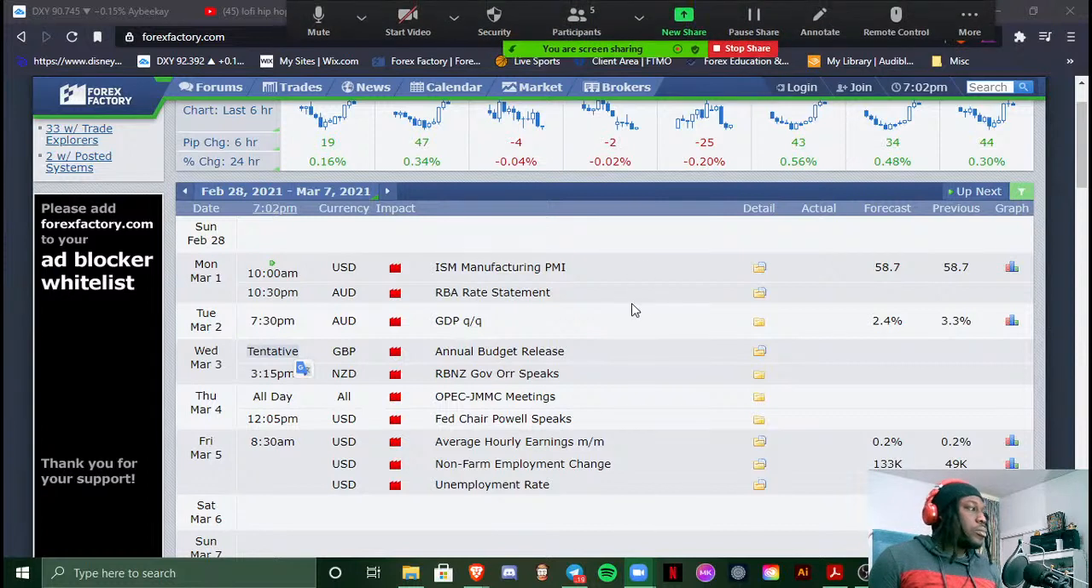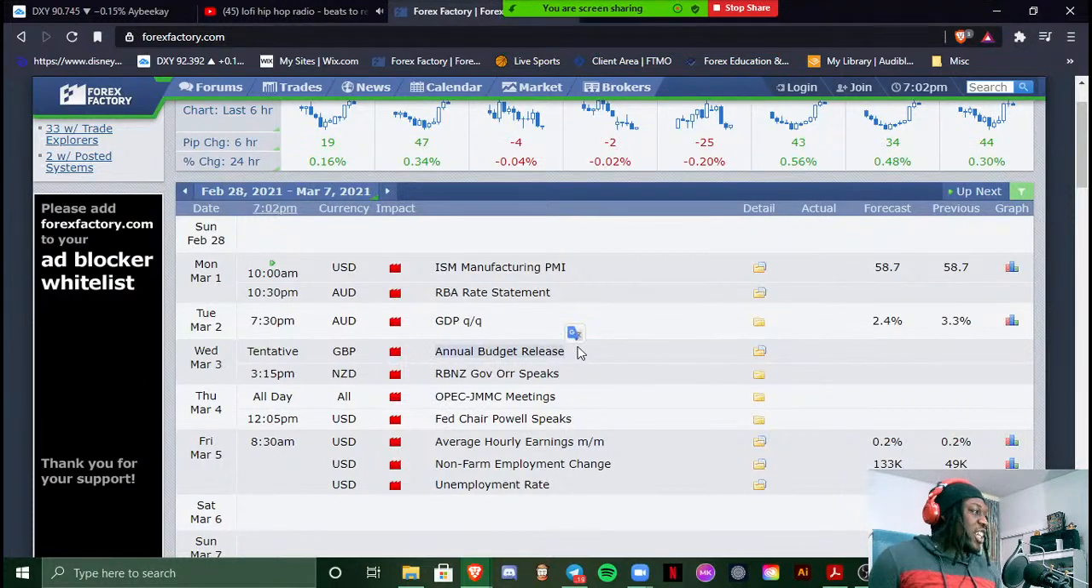Then also we have, like I was saying, tentative GBP news. We have the annual budget release. That's going to be basically a whole day type of thing, so expect some volatility in the GBP pairs, and I'm so excited to do GBP pairs this week. NZD news, we have the RBNZ governor speaking at 3:15 p.m. It's going to be like a speech apparently.